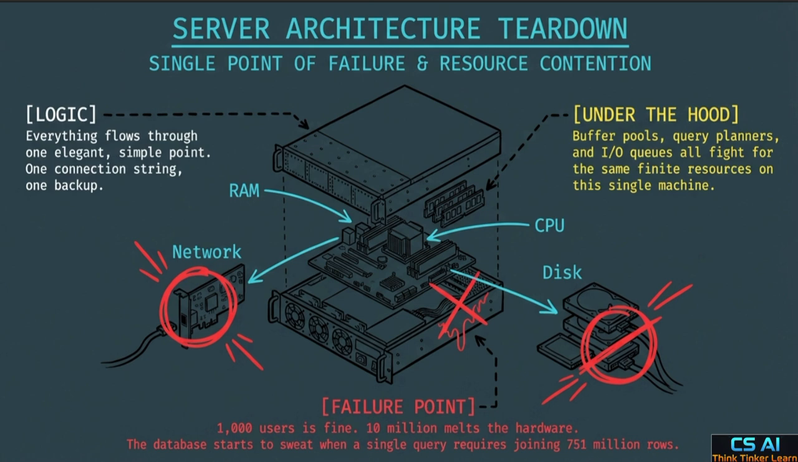This leads to a crucial failure point. 1000 users is fine. 10 million melts the hardware. The database starts to sweat, and its limitation becomes painfully clear when a single query requires joining 750 million rows.